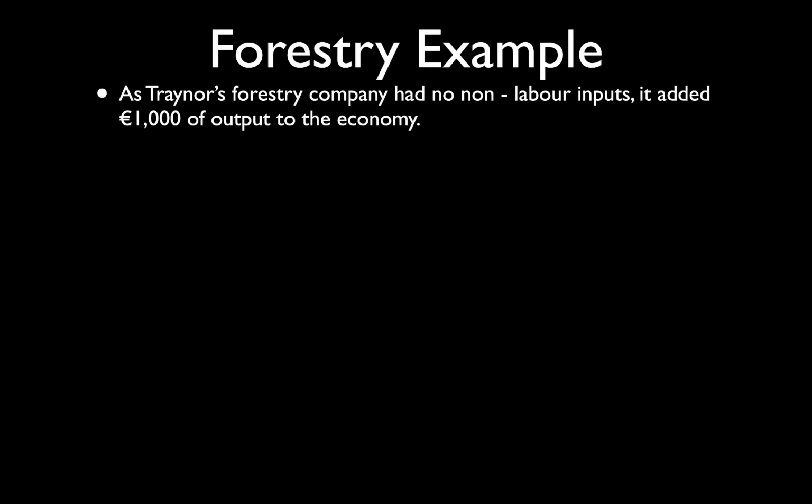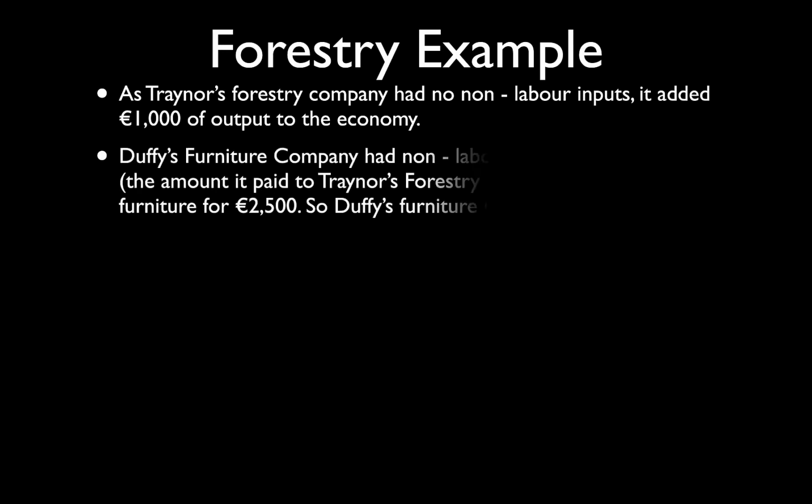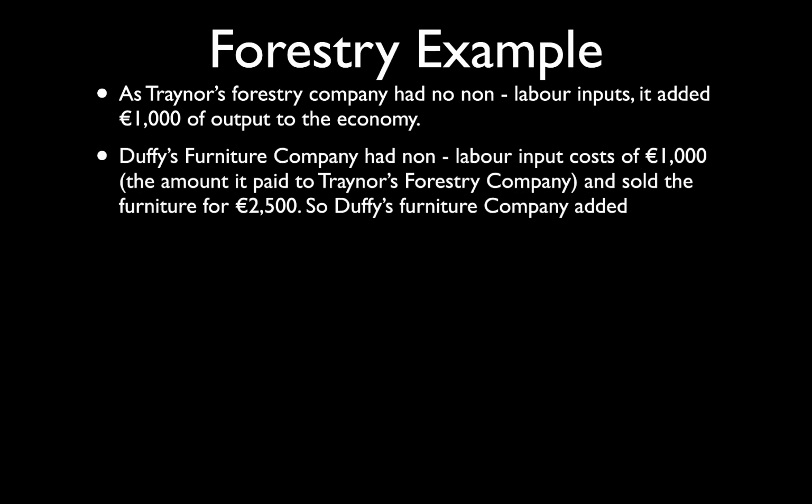I had no non-labor inputs. I just took something from the earth, chopped wood down, and it was worth nothing in its state, but because of my labor, I added €1,000 of value to the economy. Now, what Duffy did was he took something of €1,000 worth of value, because that was its selling price. It's an intermediate good. It's not a final good because it's going on to another stage of the production process. And then he sold it on for 2,500.